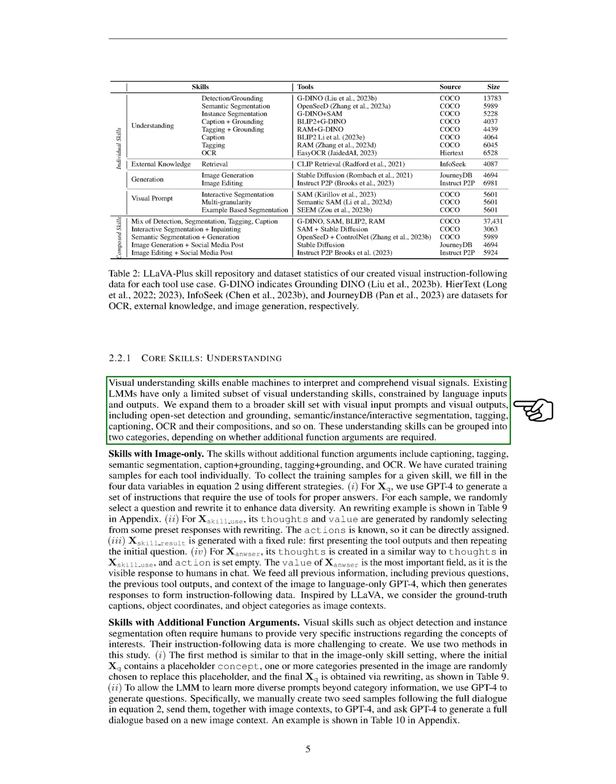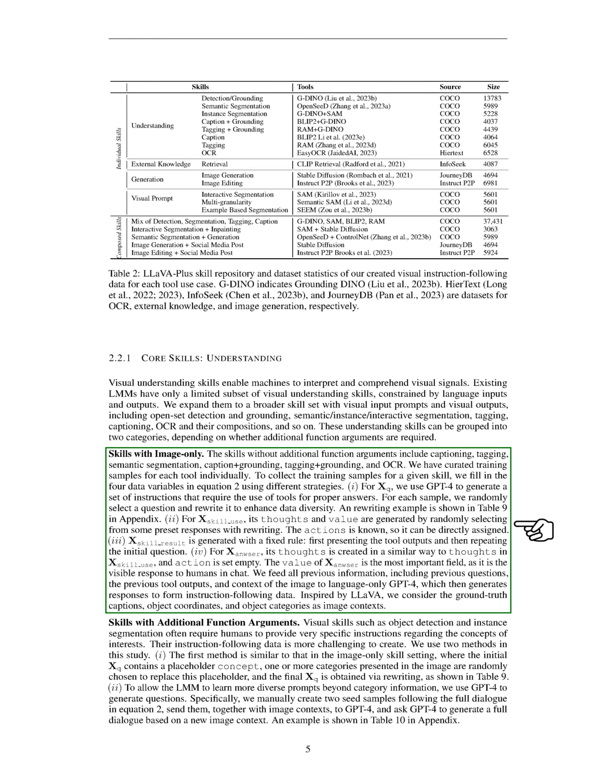We've divided these skills into two types: those that only need an image, and those that need additional function arguments. For skills that only need an image, we've created training samples for each tool. We've used GPT-4 to generate instructions that require the use of tools for proper answers. We've also used it to generate thoughts and values for the skill use and answer, and to generate responses to form instruction following data.